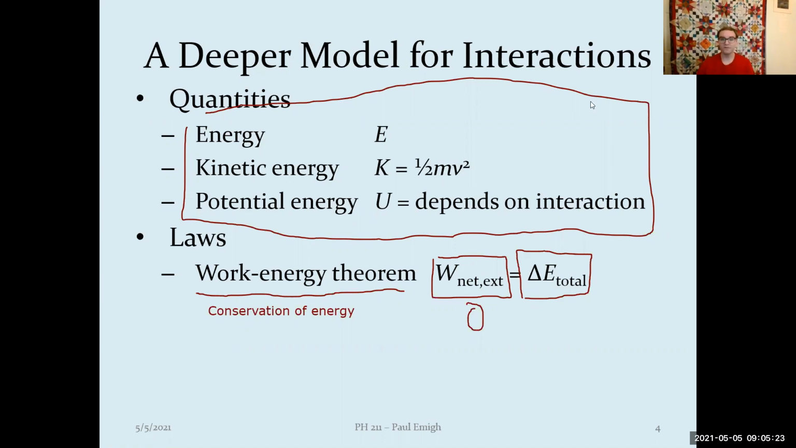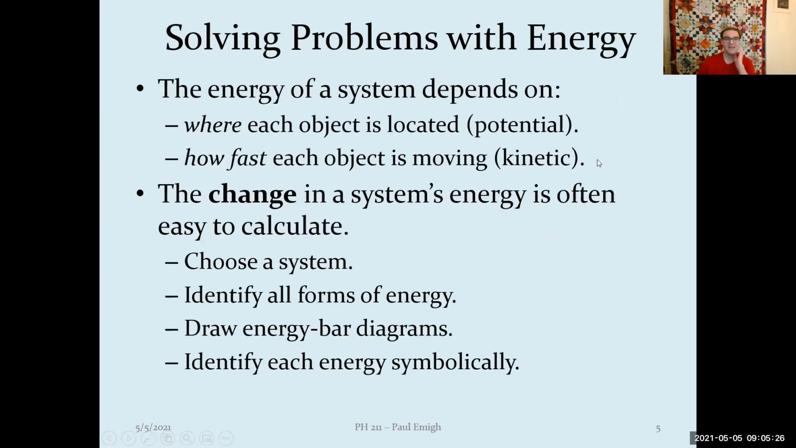Here's how you use this strategy. Number one, think carefully about what the energy of your system depends on. The things that we have talked about so far are where objects are located relative to each other. That's potential energy, right? Something is closer or farther from the Earth, or a spring has changed its configuration. Those are all changes in position and location that give you potential energy changes. Or it depends on how fast something is moving, right? If you change how fast something is moving, that's going to change its kinetic energy.